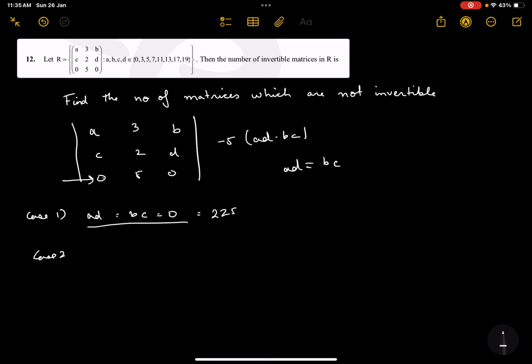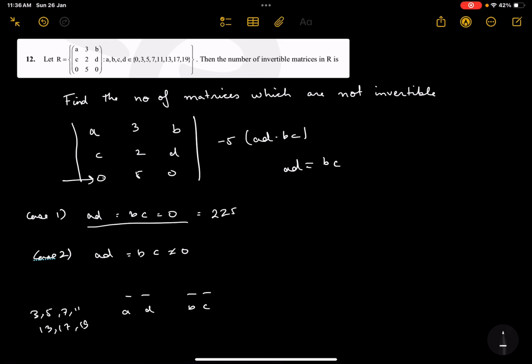Now the next case would be AD equals BC, but they are not 0. So again, as they are both not 0, I cannot keep 0 in any of these 4 places. So my set of elements which I need to place here is of size 7. So these are 3, 5, 7, 11, 13, 17 and 19. Also notice that all of these are prime numbers. So if I keep 2 numbers here, the same 2 numbers should appear here. They can be in different order, obviously.